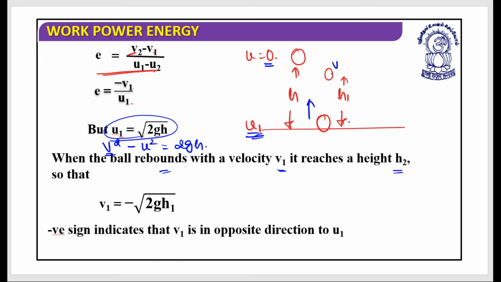But here the final velocity would be 0. So we can write like this, it's v1, the velocity I have calculated over here. That v1 would be equals to minus of root of 2gh1. I have mentioned the negative sign because v1 is in the opposite direction to u1. Is it clear up till now? Is it clear? So now I am having v1, I am having u1.